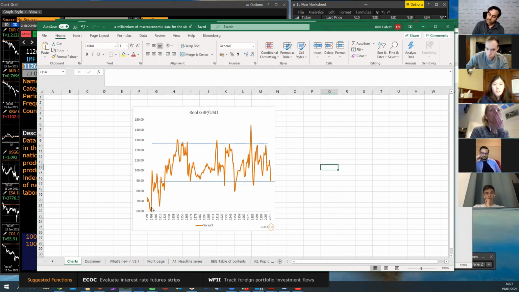Now, what's interesting is that you had this period here where the pound went from this point here to this point here. Like what was going on here? And this is the Industrial Revolution.